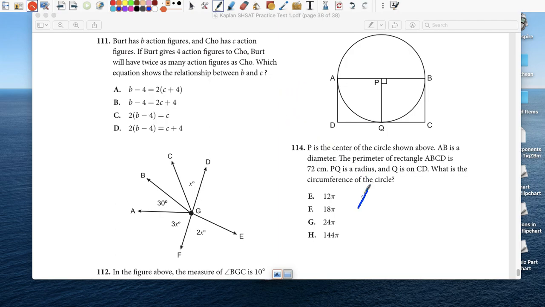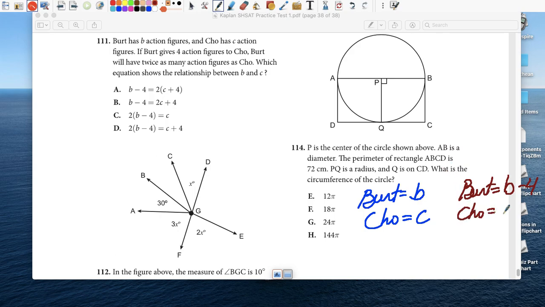so let's write this information. So Bert has B and Cho has C. Bert gives 4. If Bert gives 4 to Cho, he's going to have B minus 4, right? He's going to have a little less. And Cho is going to have C plus 4. Bert gives 4 action figures to Cho. Okay, so we know what happens here.